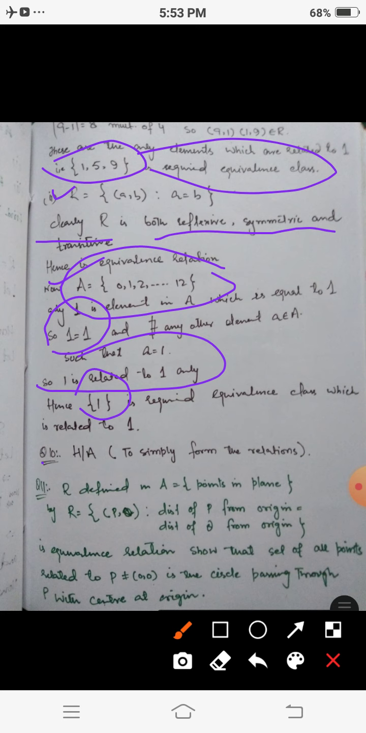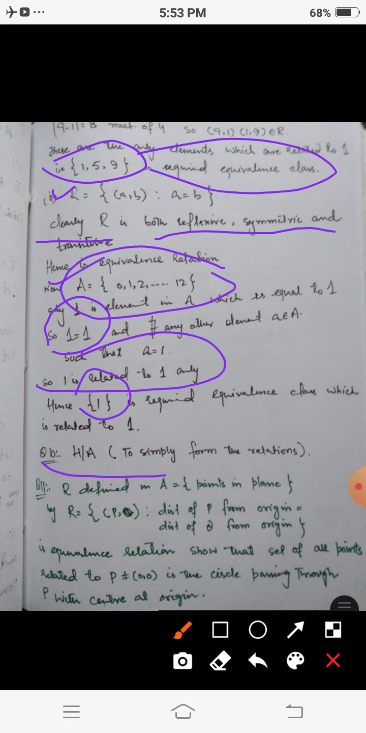Similarly you can do question number 10, because in this you have to simply form a general relation on any set which is sometimes reflexive but not symmetric, symmetric but not transitive, transitive but not symmetric and reflexive. You can do it by yourself.